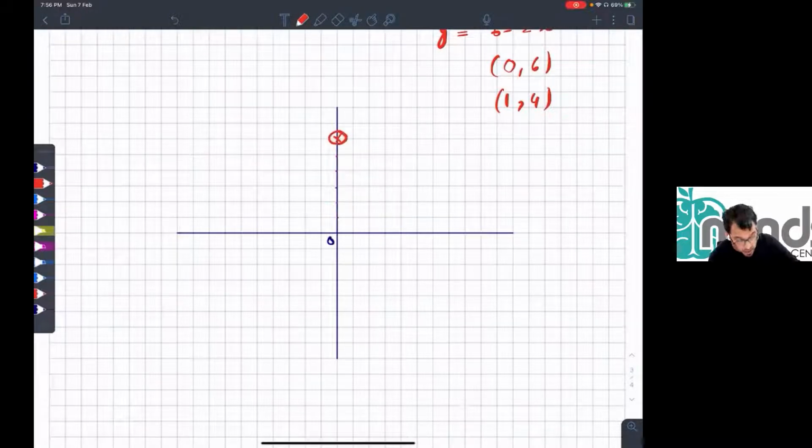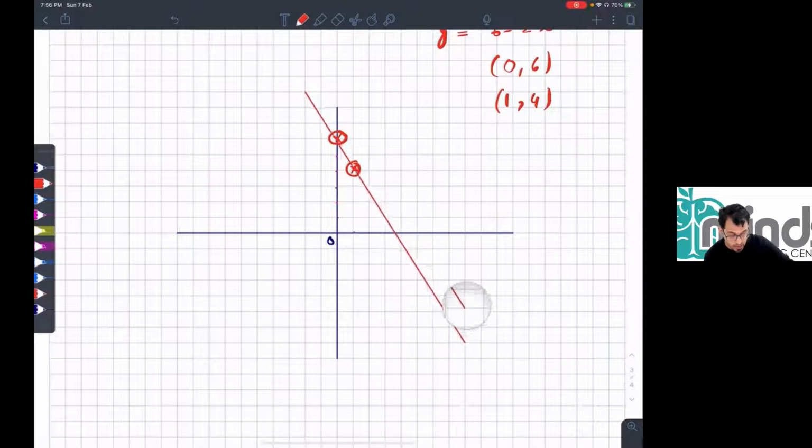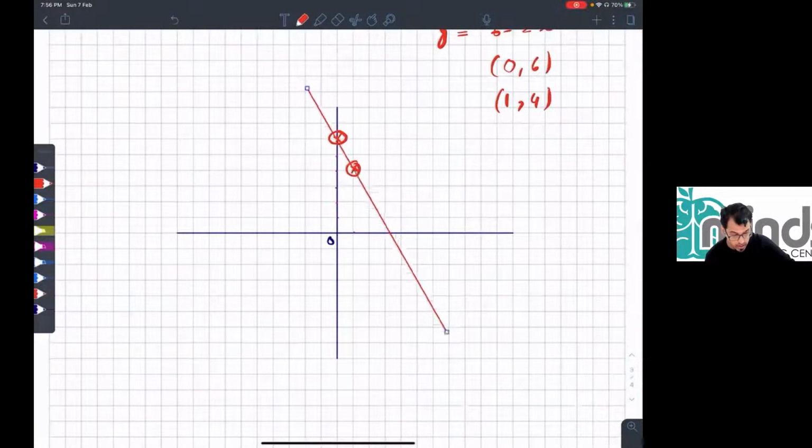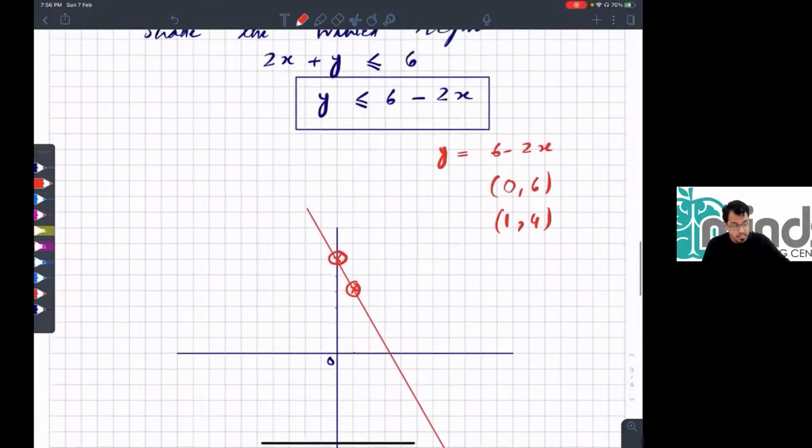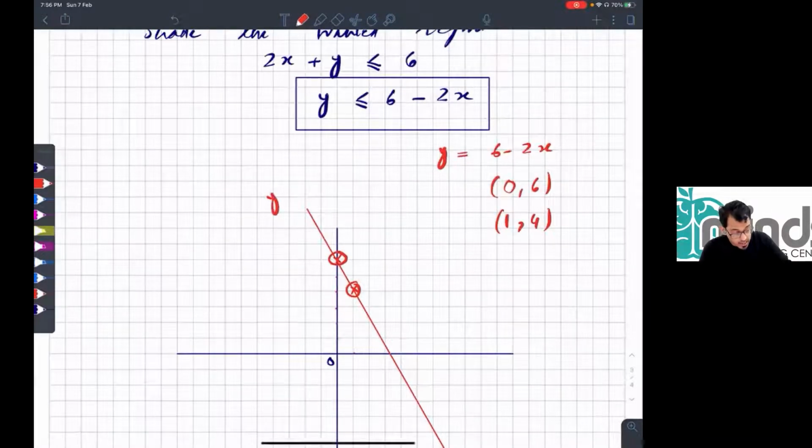1, 4. This is 1. So 1, 2, 3, 4. 1 comma 4 is this point. You will join them, you will get a straight line like this. Let me draw it first, then I will explain. You will be getting a line like this. Now this line actually represents y is equal to 6 minus 2x.